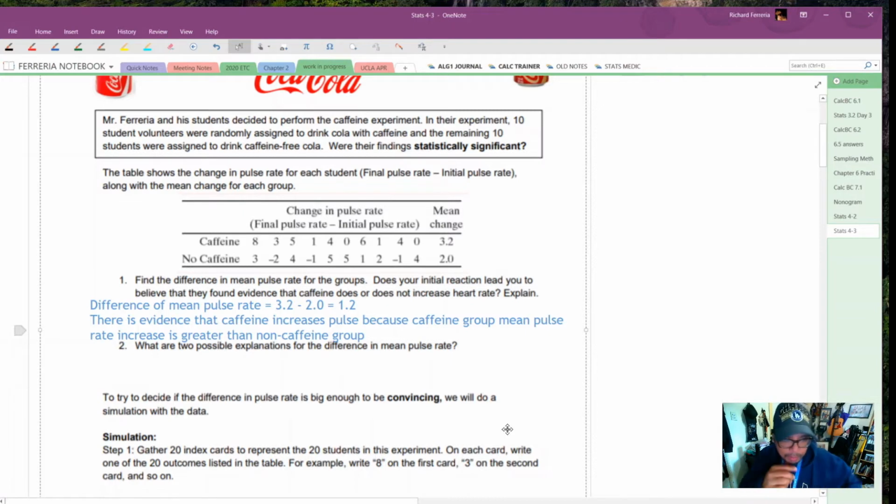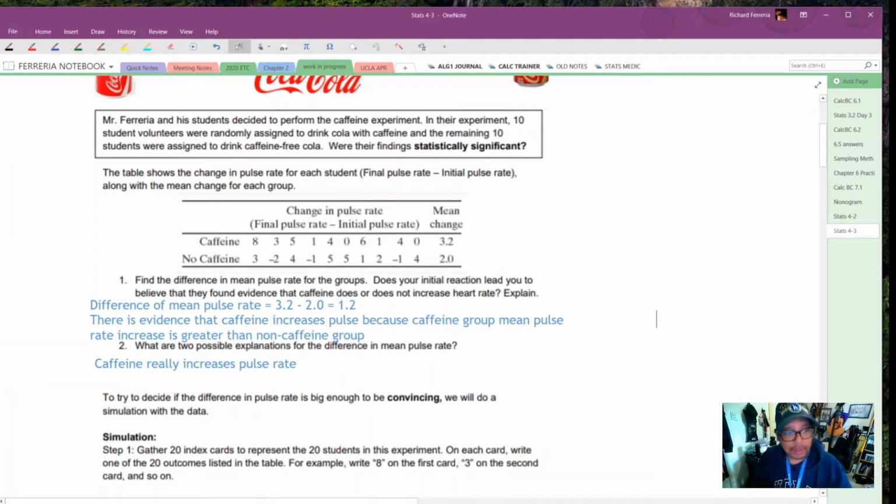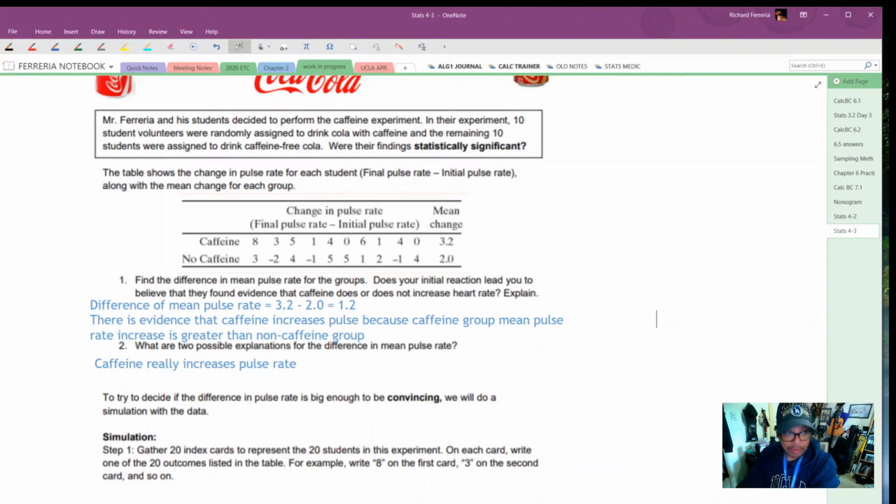Now this is the interesting part, because we have to think of those 2 explanations. The first one we already have. Caffeine really increases pulse rate. Now, we're going to assume that that isn't a scientifically proven fact. It might not even be proven for you. You might not even think that it's true. So that's one explanation. That's one reason why the mean pulse rate increase for caffeine is greater than the mean pulse rate increase for no caffeine. That's a possibility. However, there is another possibility.